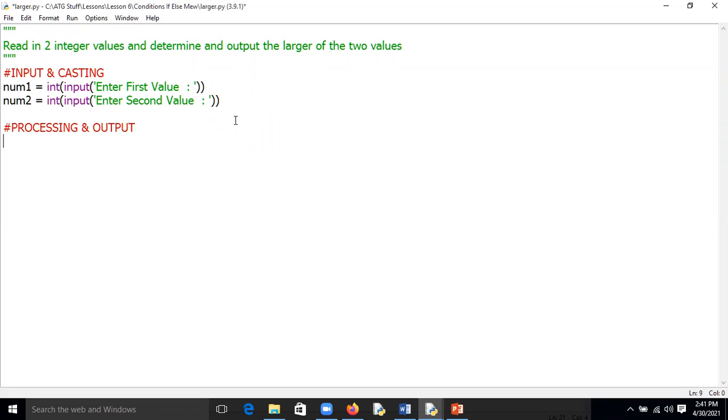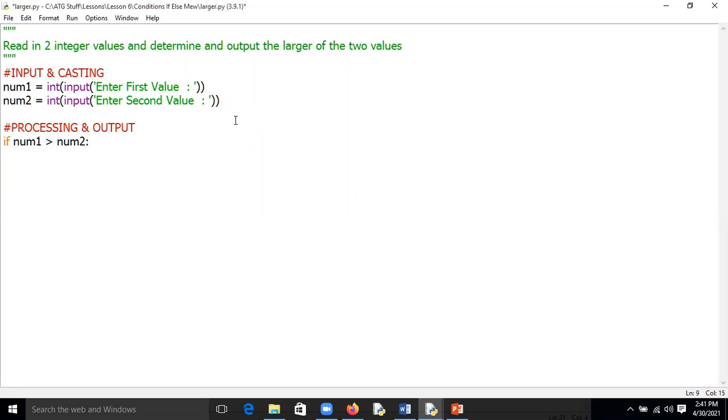So what is my condition going to be? The user is going to enter two numbers. The first number is in num1 and the second number is in num2. The question is reading the two integer values. Yes, we input the two integer values, and we're going to determine an output, the larger. So what is basically my condition? I'm going to compare num1 to num2, and I need to check which one is larger. So which symbol am I going to use? I am going to use the greater than. So if num1 is greater than num2, remember colon.